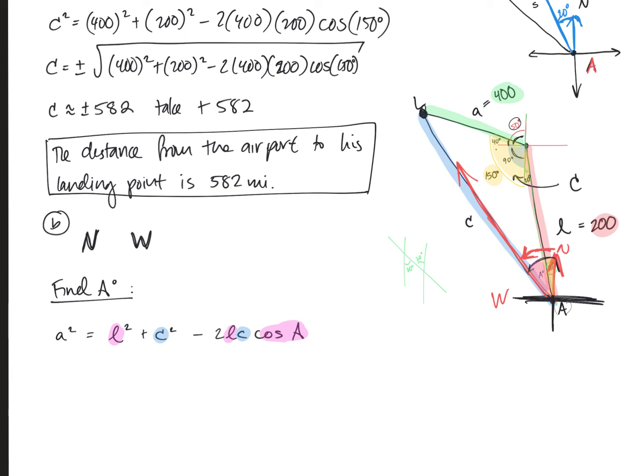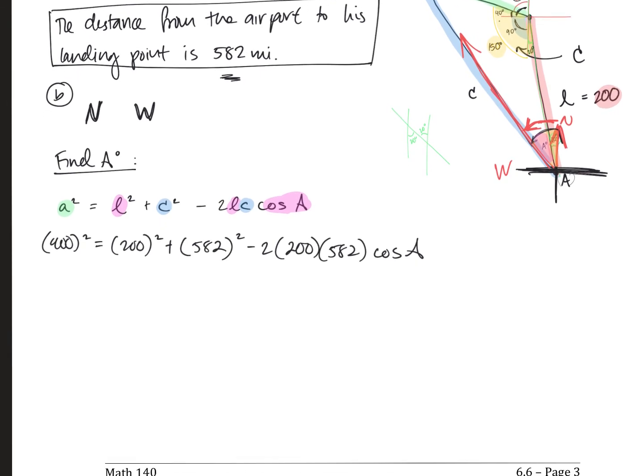And A was 400. Okay, let's go ahead and plug in those values and solve. So A is 400 squared equals L squared, which we had was 200, plus C squared is 582. We found that out from part A. Minus 2 times 200, 582, cosine of A, which is what we're solving for.